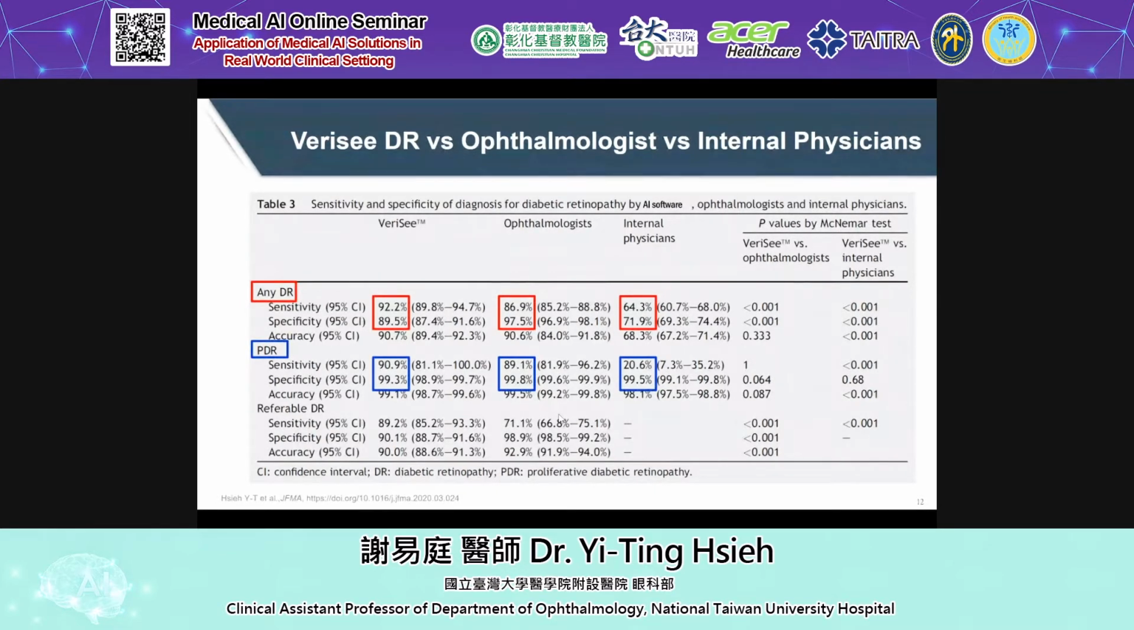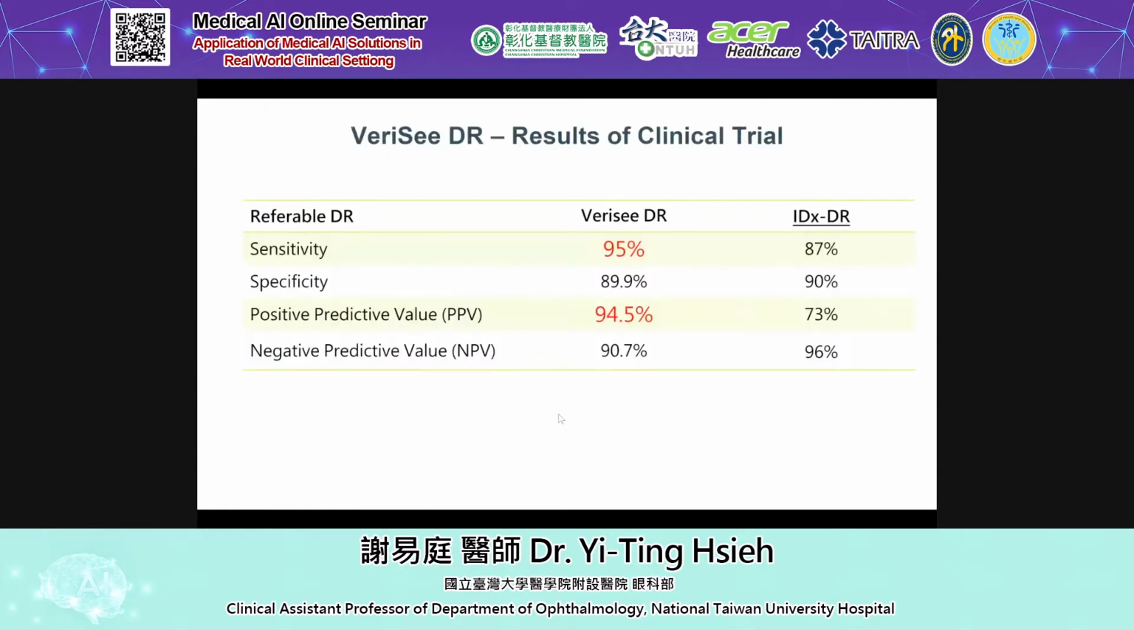We cannot say that they are poorer, but they are not as professional as ophthalmologists, and they have to do the diagnosis in addition to their clinical work. So it's very reasonable that VeriSee can have better results, and that's why we need AI to help us in clinical screening for diabetic retinopathy. And during the clinical trial, we enrolled another group of different patients to do the validation, and we still found the sustained good sensitivity and specificity for VeriSee DR.